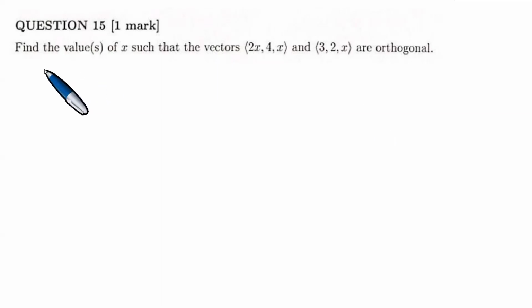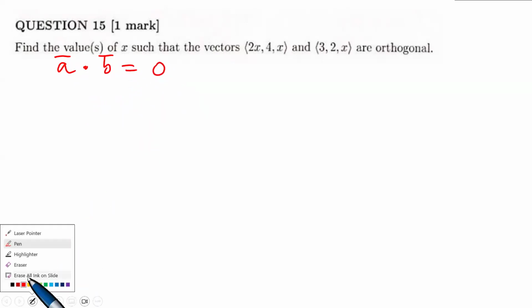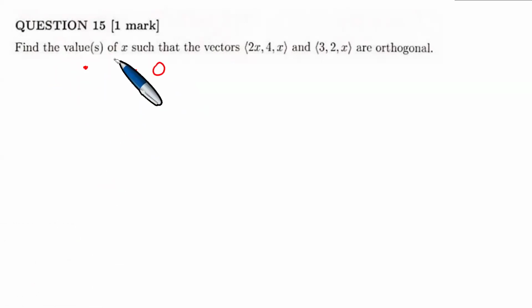Okay, so obviously, we need to recall that if two vectors A and B are orthogonal, it actually means that the dot product of the vector A with the vector B is zero. This is the fundamental definition of orthogonal vectors. Two vectors are orthogonal if A dot B is zero.